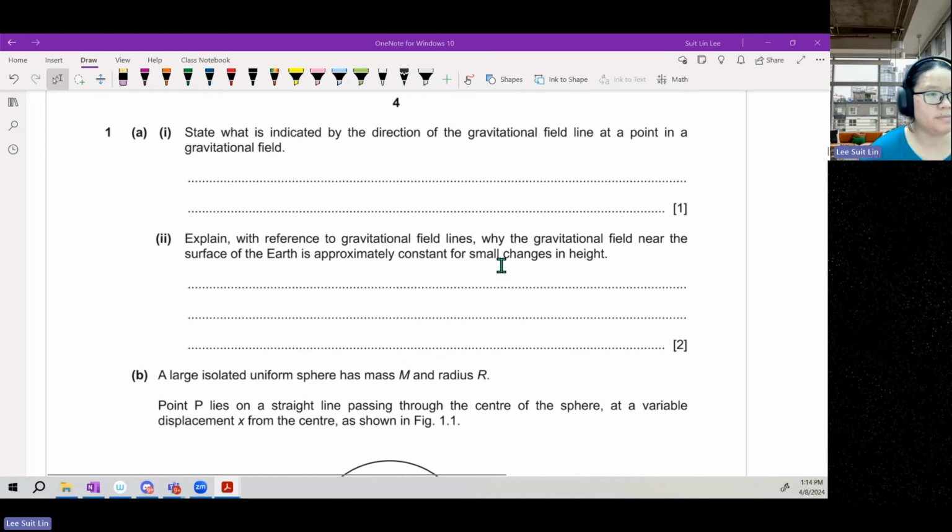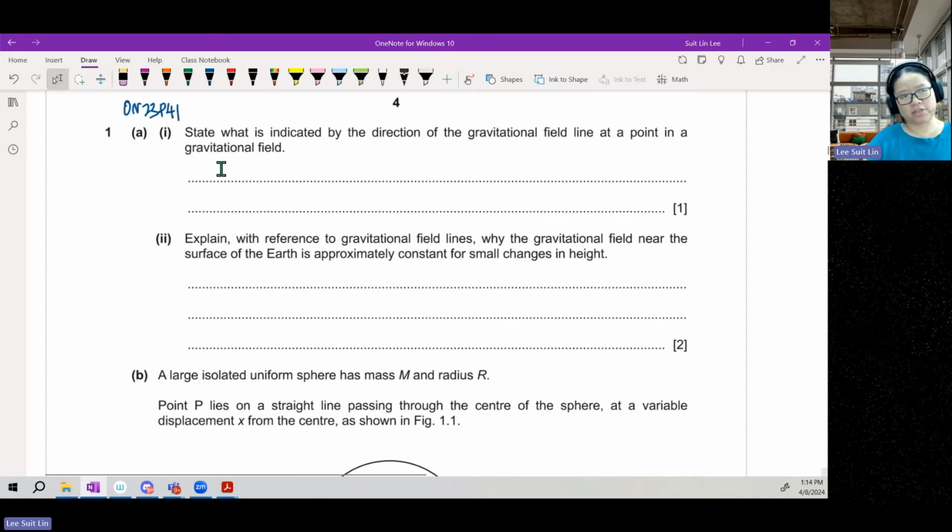So this one is Winter 23 paper 41, question 1. So the first question that you expect to see is either circular motion and/or gravitational field. Sometimes it can be a combo. Okay, so let's read the question.